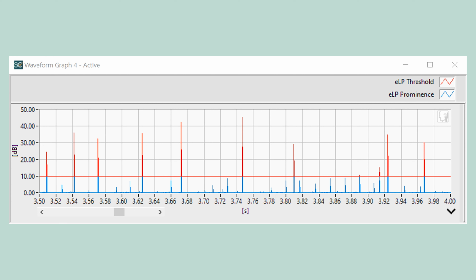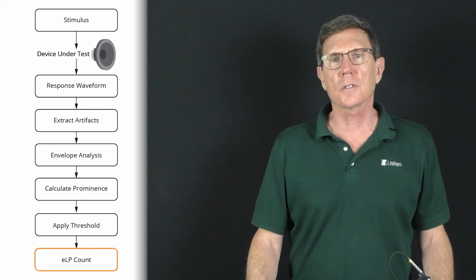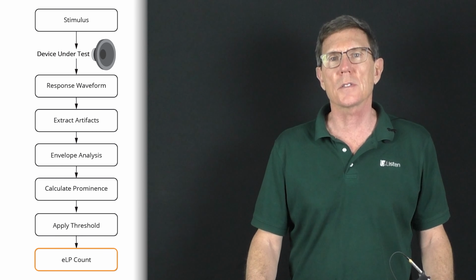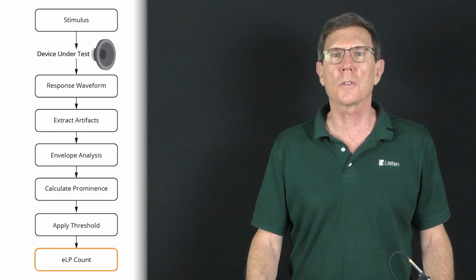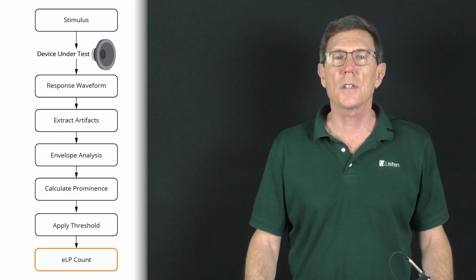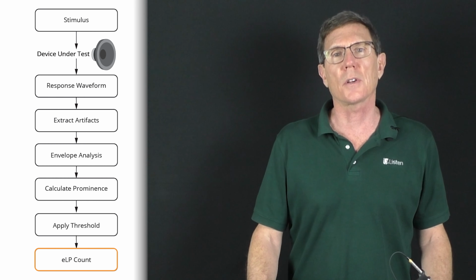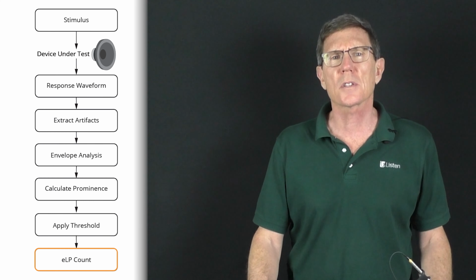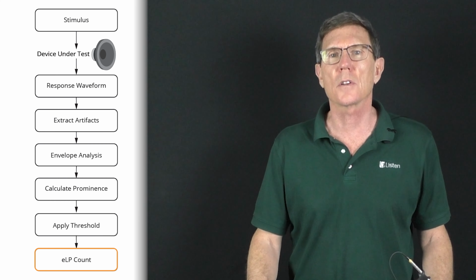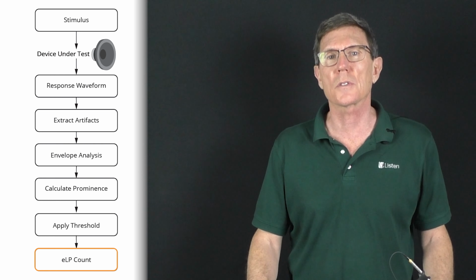And remember, to help with setting limits, you can play back the artifact waveform to correlate the prominence level with audibility. In the last stage of the algorithm, we count the number of events that exceed the threshold over the measurement duration. This gives us a numerical output that we use to set a pass-fail limit. This helps us eliminate false positives due to transient background noises.